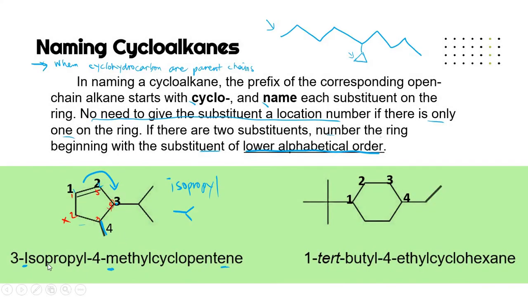Isopropyl, dash, 4-methyl, then cyclopentane. Okay. Use cyclo, then pentene, because there is a double bond at 1. So you can also leave out the pent-1-ene locant.